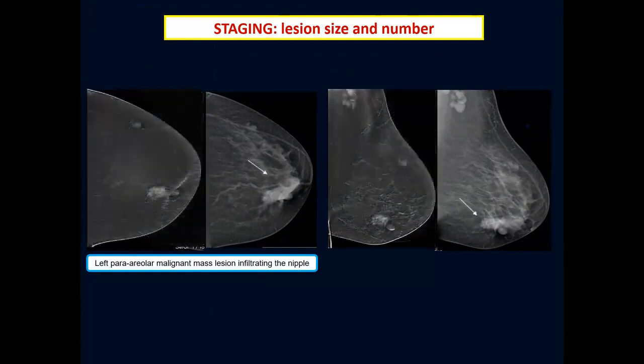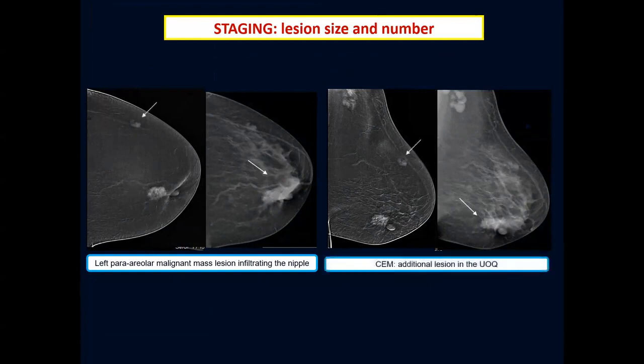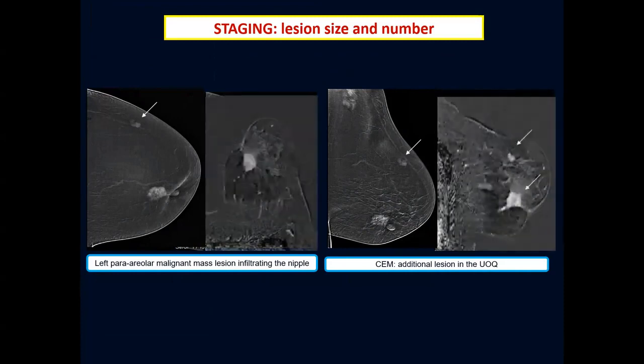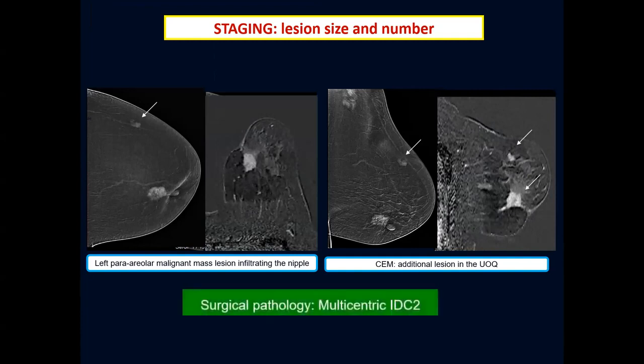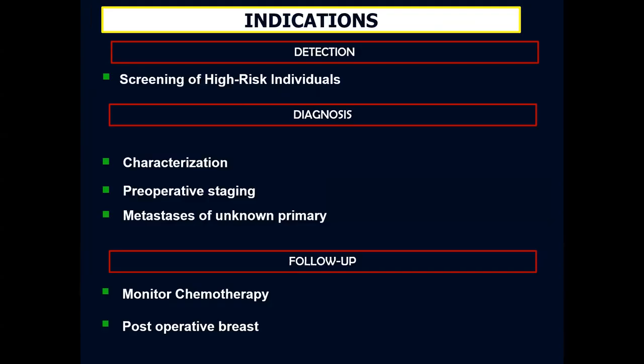This was the contrast mammogram of the patient, and the lesion on the contrast mammography appeared smaller than it appeared on the mammogram. But unfortunately, there was another lesion in the upper outer quadrant of the left breast, and this was the MRI of the same patient. And again, the surgical pathology came back with a multicentric invasive duct carcinoma.